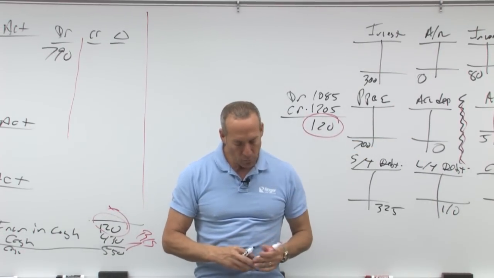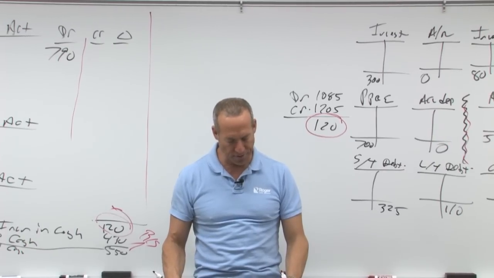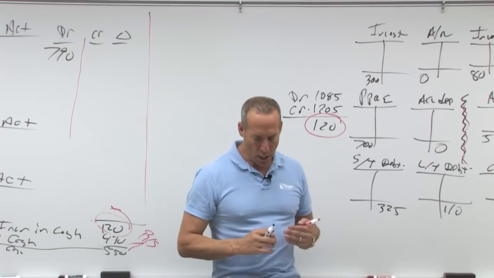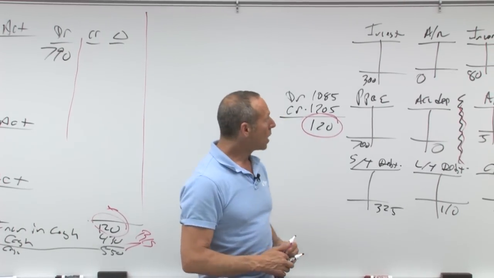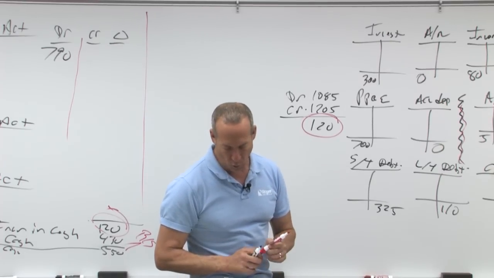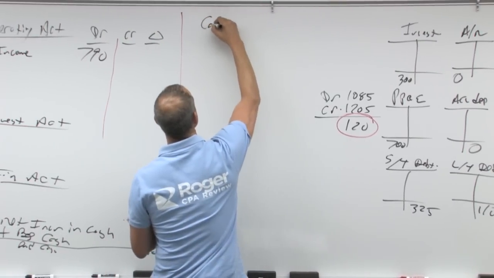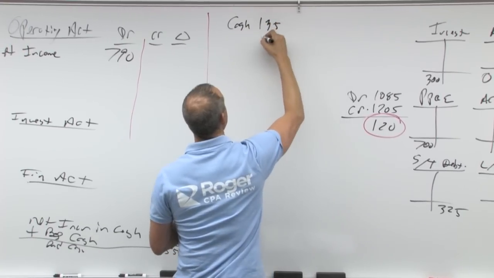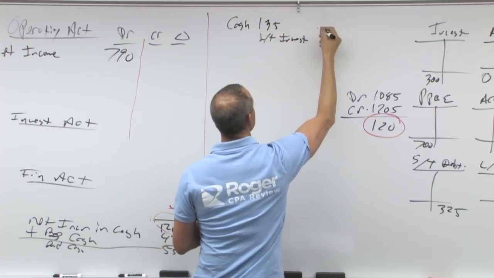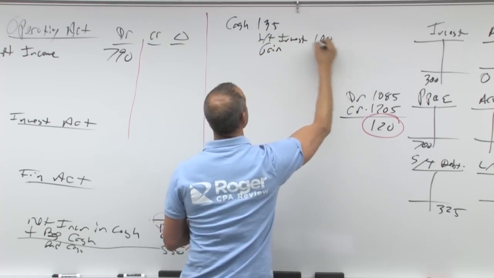Next item. A long-term investment was sold for $135. There were no other transactions affecting long-term investments. All investments are classified as available for sale. So, look at the investment T account. The long-term investment on your balance sheet was $100 change. So I'm going to debit cash because it was sold for $135. I'm going to credit long-term investment for $100, and I'm going to have a gain of $35.